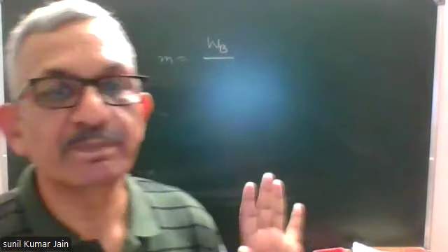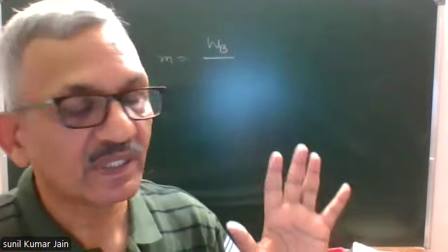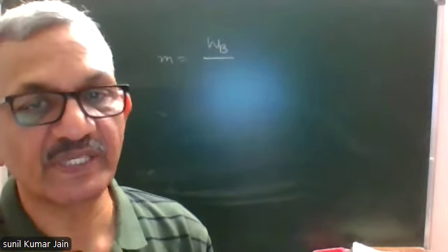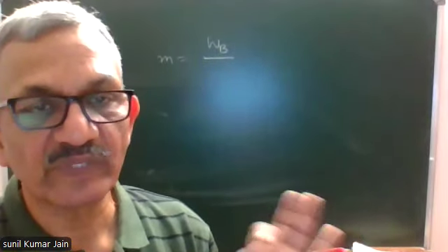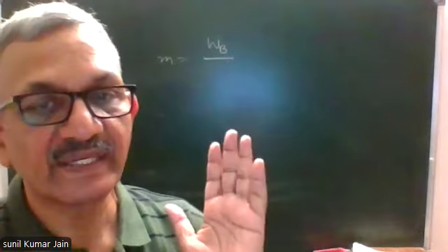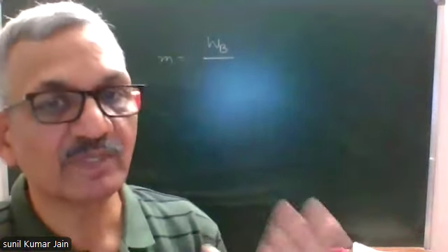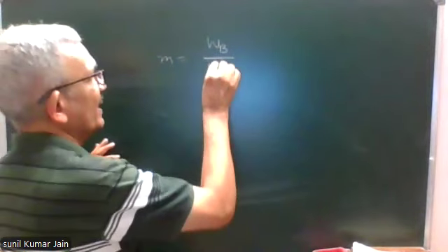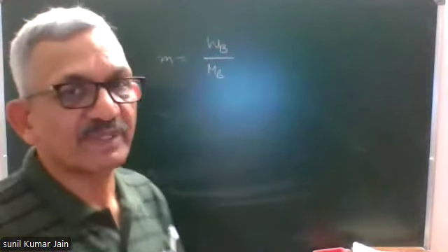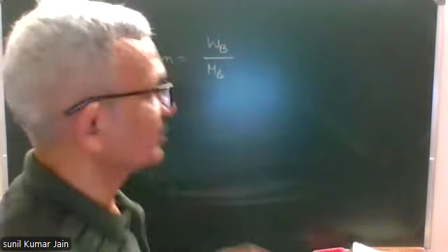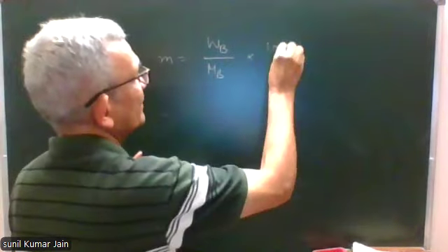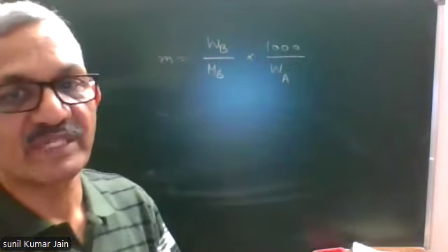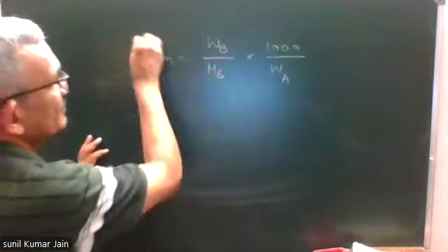Now here symbol B will stand for solute. A will stand for solvent. I'll repeat. B will stand for solute. A will stand for solvent. If I write WB, that means weight of solute divided by MB. MB means molecular weight of solute, into 1000 divided by WA. WA means weight of solvent.